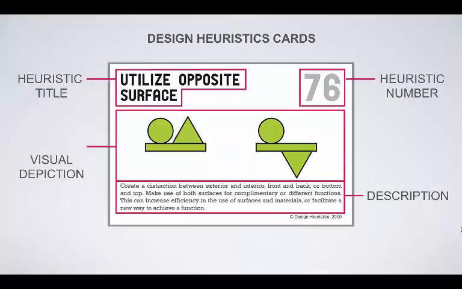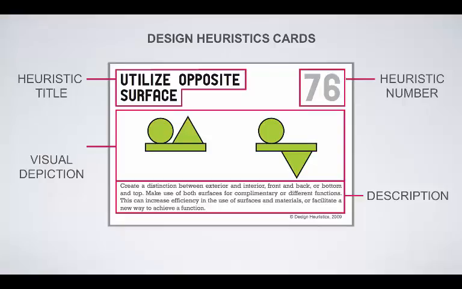Each design heuristic is represented on a card. On the front of the card, the heuristic title is given, a short name for the heuristic, and a number out of the 77 heuristics. On this card, we can see heuristic number 76. Utilize opposite surface. There is an abstract image depicting the heuristic along with a text description of the heuristic at the bottom.